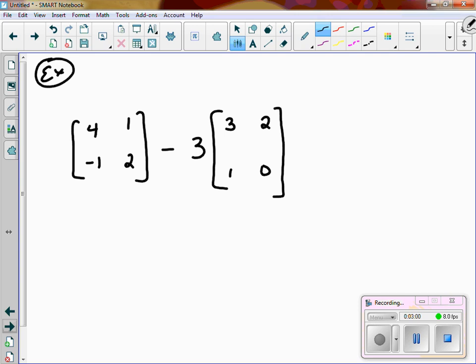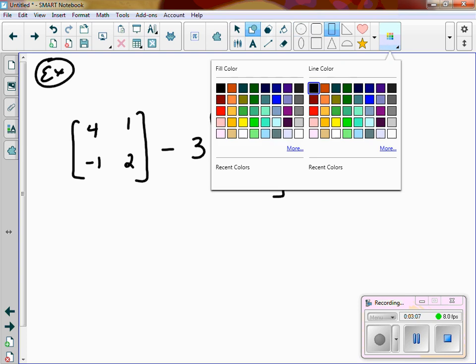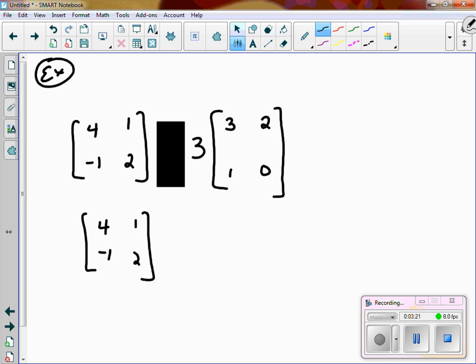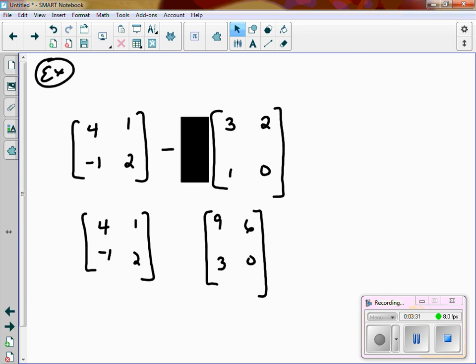I personally leave the negative there and I multiply by just the 3. So it's like I am covering up that negative for right now. I'm going to take care of that scalar multiplication first. So the first matrix still stays the same. And now I've got 9, 6, 3, and 0. So now I've taken care of that 3, so I can cover up that now, and I can actually subtract.